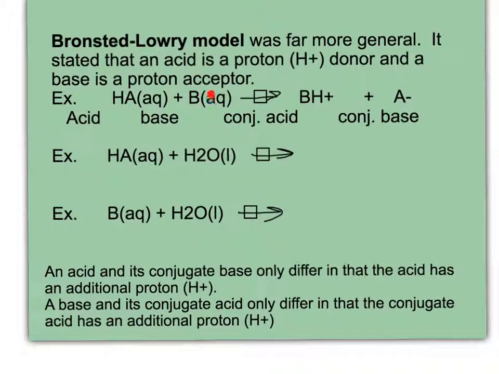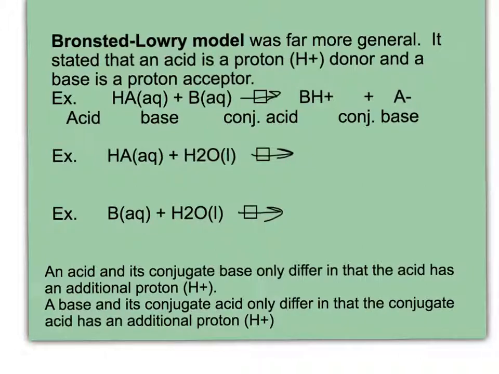A base is a proton acceptor, and so that means it accepts or gains an H plus. So when it reacts, it gains an H plus. So if you add B with H plus, it becomes BH with a positive charge. And so we say that this is our acid and this is our base. Now, in the Bronsted-Lowry definition or model, you have on one side of the reaction an acid and a base. On the other side of the reaction, you have a conjugate acid and a conjugate base. So the idea is that an acid has a conjugate base and a base has a conjugate acid.